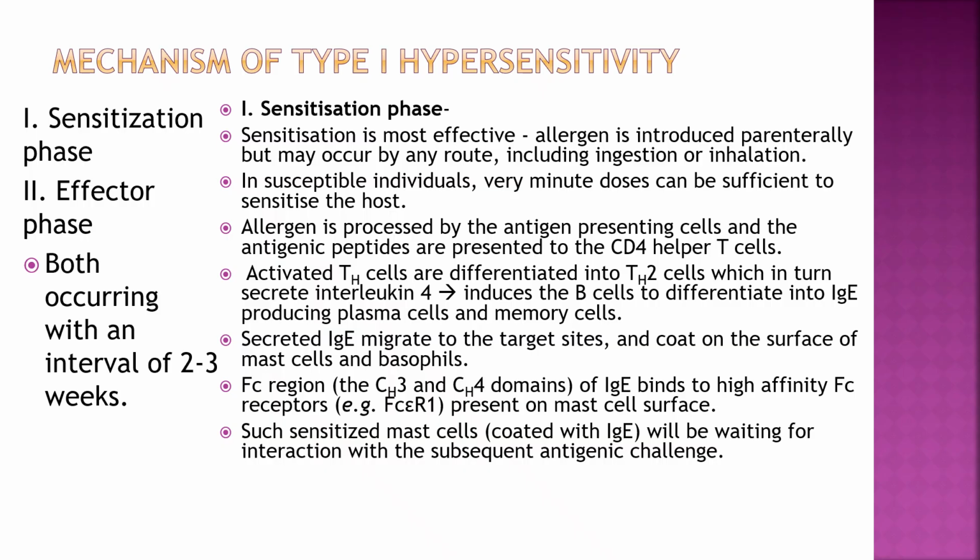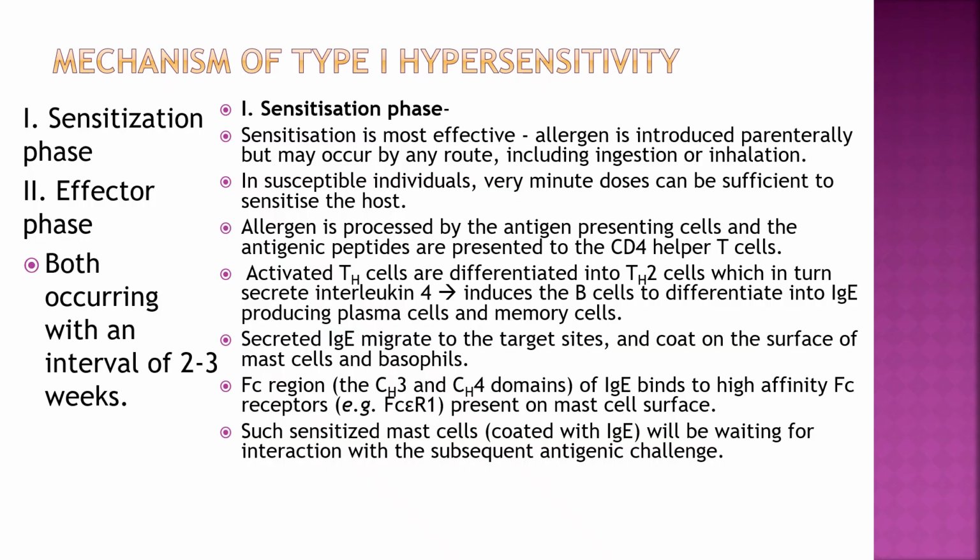Sensitization phase. Sensitization is most effective when the allergen is introduced parenterally, but may occur by any route, including ingestion or inhalation. In susceptible individuals, very minute doses can be sufficient to sensitize the host. Allergen is processed by antigen presenting cells, and the antigenic peptides are presented to the CD4 helper T cells. Activated Th cells differentiate into Th2 cells, which in turn secrete interleukin 4, which induces B cells to differentiate into IgE producing plasma cells and memory cells.